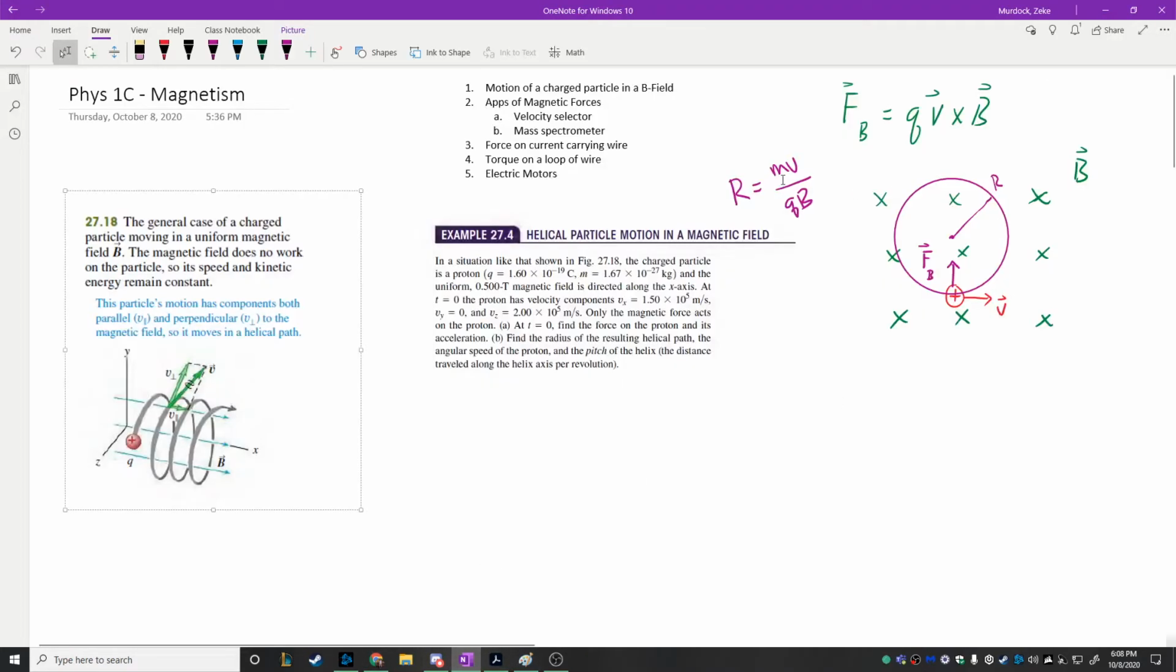Here we go. You end up measuring the radii of different paths. You measure the radius here, and you also measure this, and you use that to calculate the mass to the charge ratio.